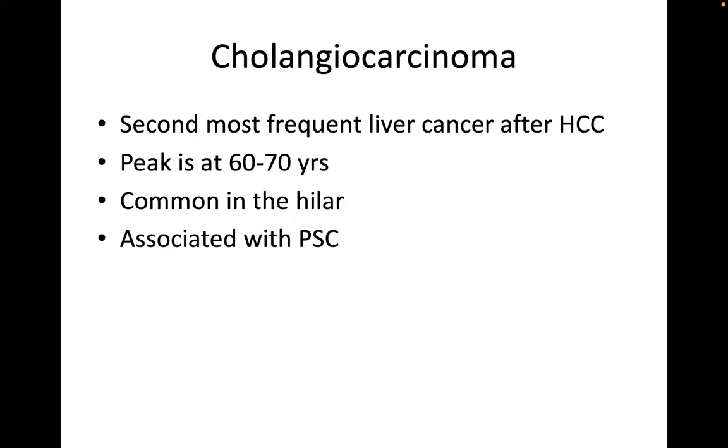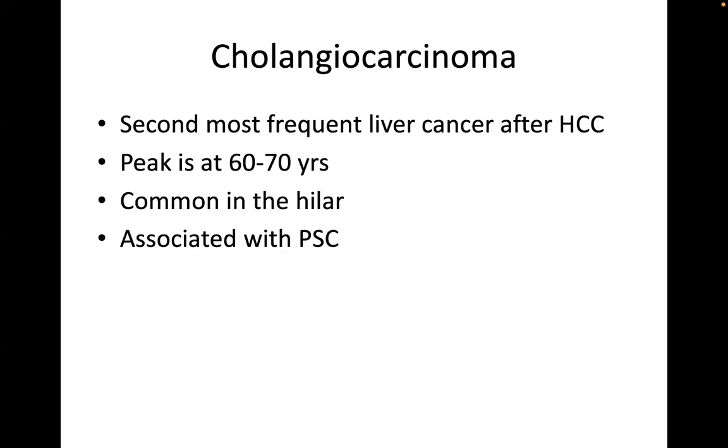The other one is the cholangiocarcinoma. Cholangiocarcinoma is classified into intrahepatic and extrahepatic. Here we are talking about the intrahepatic because we are talking about the liver lesions. It's the second most common primary liver cancer after HCC, and it's usually seen in the elderly. The most common one is at the hilar, where you have a hilar mass with intrahepatic duct dilatation, and it's mainly associated with primary sclerosing cholangitis.